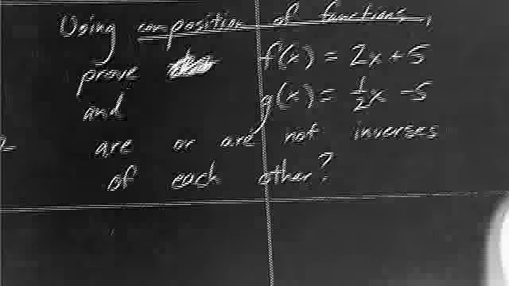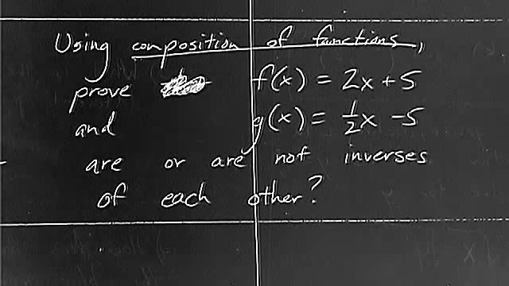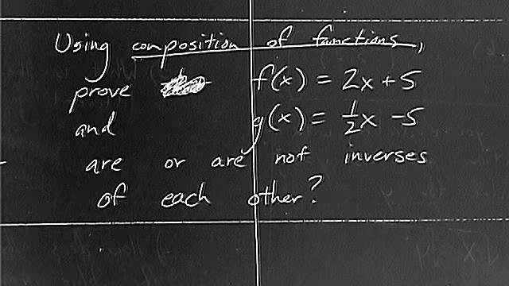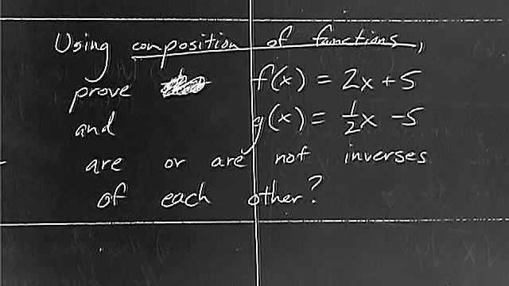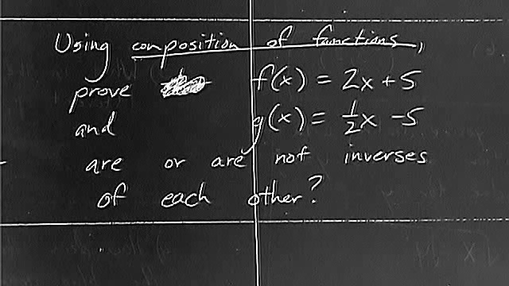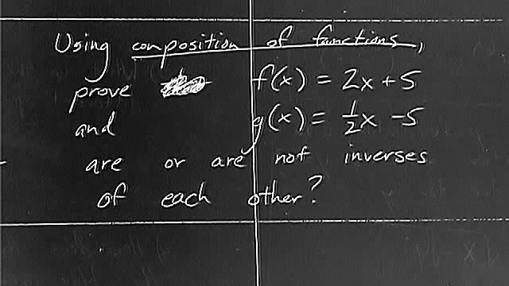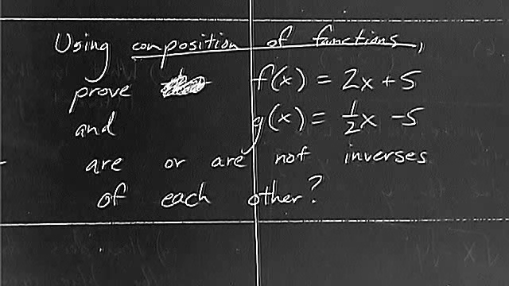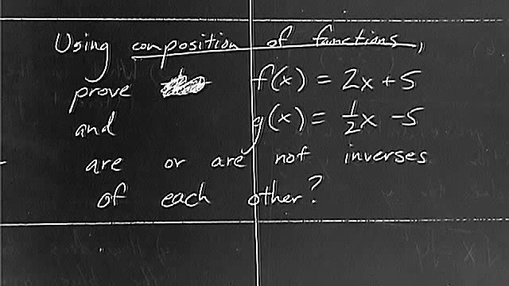Okay? Last thing you need to do in your notes. Using composition of functions, I want you to prove f of x equals 2x plus 5 and g of x equals 1 half x minus 5 are or are not inverses of each other. You need to prove that, and you need to use the composition of functions, the definition you just wrote about, in your notes. These are the things you need to be doing for me tonight.